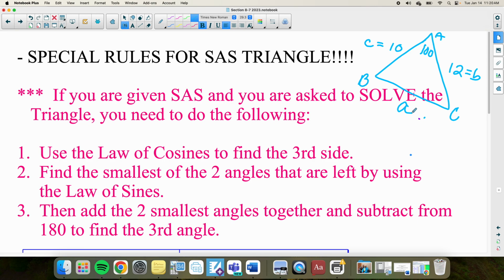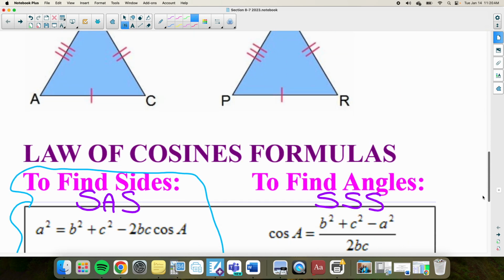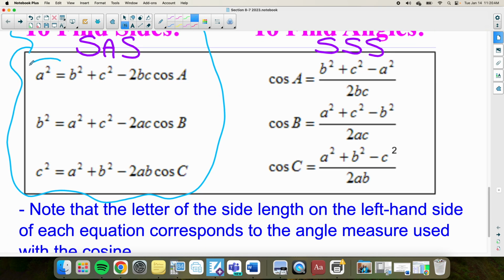When we did law of sines yesterday, it did not matter what angle we found before the other angle. In this it does. You have to follow these rules right here. So the first thing you're going to do when you have law of cosines and you're doing side, angle, side is you're going to find the third side. And in this one, we're finding little a. So you'd go to your cheat sheet and you'd find little a, which is right here. And that is the formula that you're going to do, and you're going to find little a.